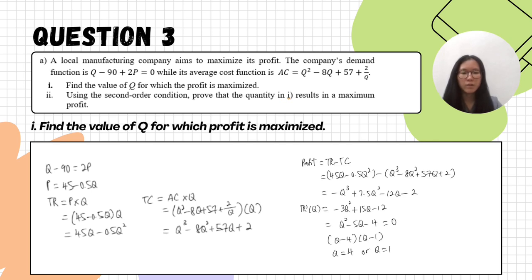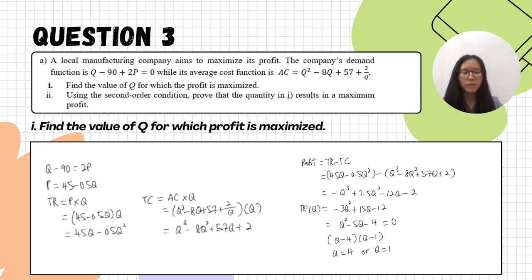To find the total cost, we multiply the average cost by quantity. So we find the total cost equals q cubed minus xq squared plus 57q plus 2. Next, we need to find the profit. Profit equals total revenue minus total cost. So then we find the profit equals minus q cubed plus 7.5q squared minus 12q minus 2.